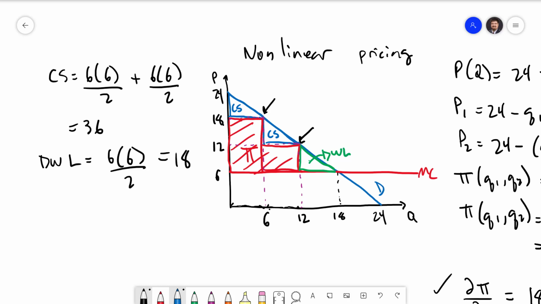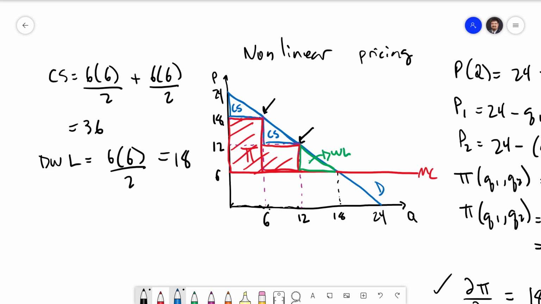Now, if you imagine what this would look like with more than 2 prices, we would now get 3 stair steps. Consumer surplus would be 3 even smaller triangles. Deadweight loss would get a little bit smaller. If we added 4, we would get 4 stair steps, 4 little consumer surplus triangles, an even smaller deadweight loss, and so on.